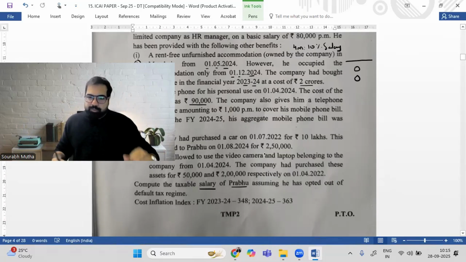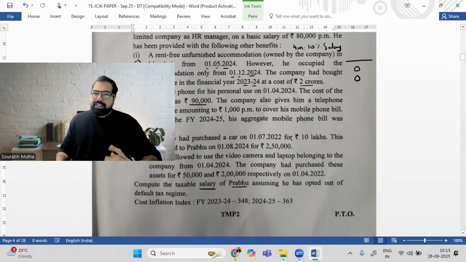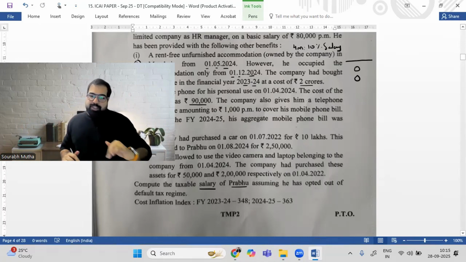This perquisite is zero. Next, the company had purchased a car on the 1st of July 2022 for rupees 10 lakh. The company, the employer, purchased the car for 10 lakh.